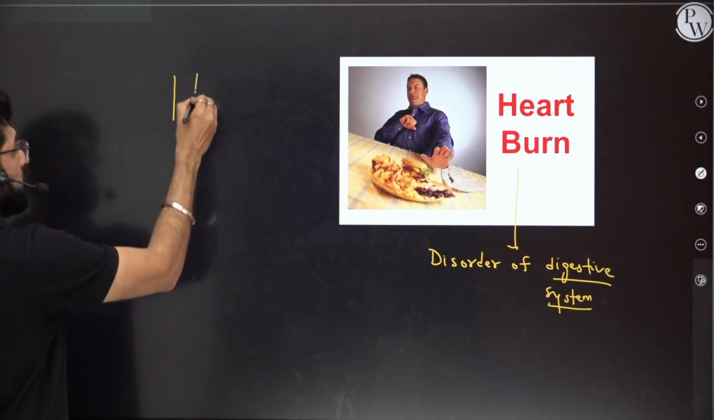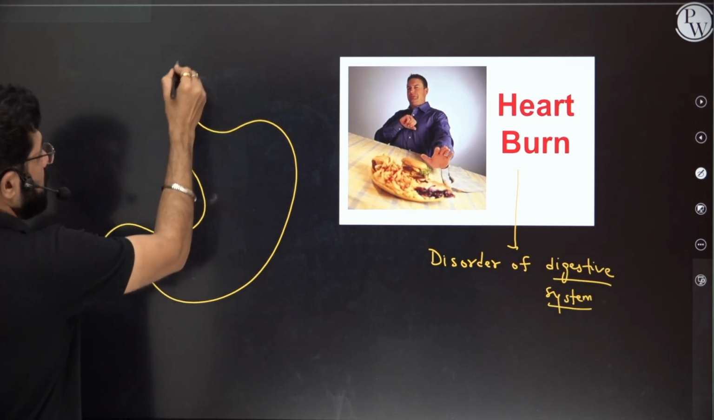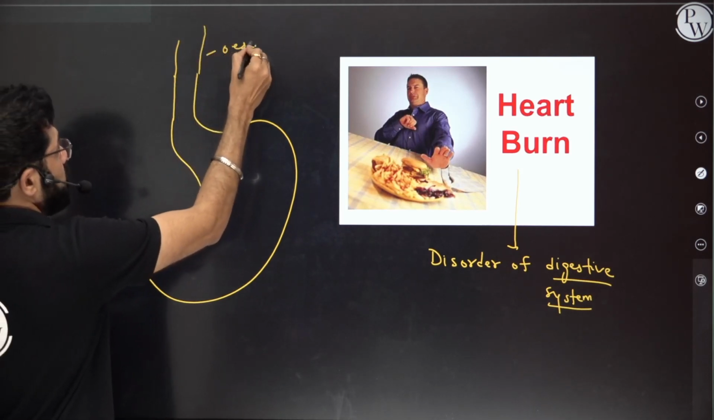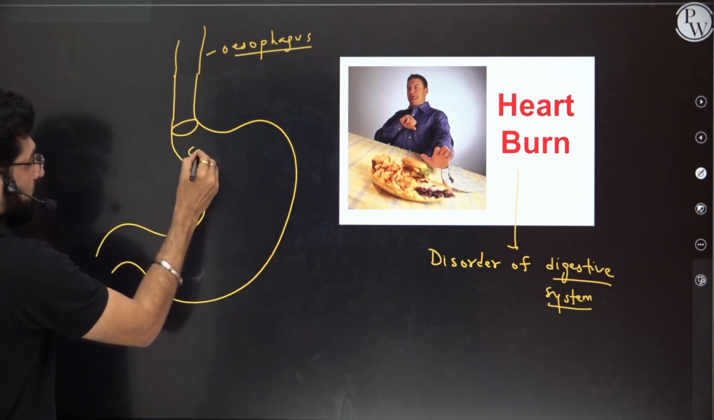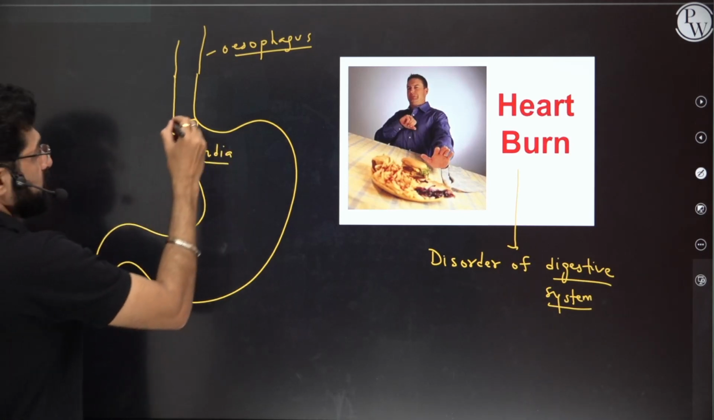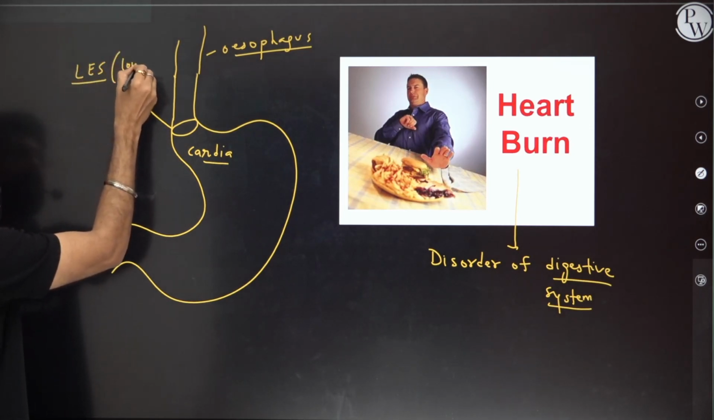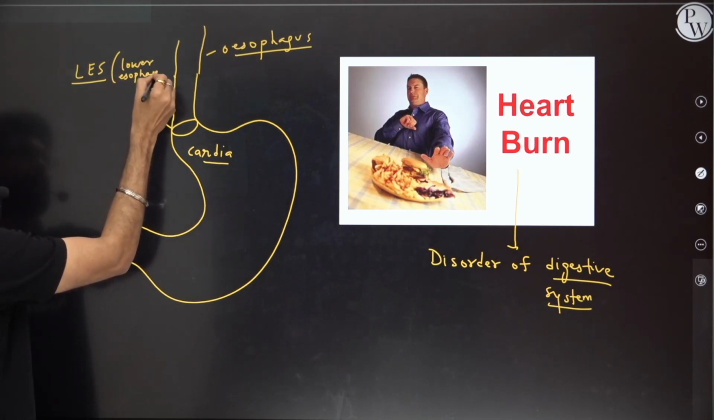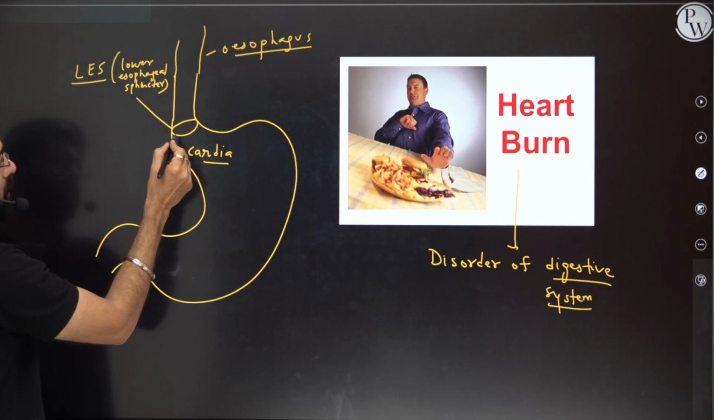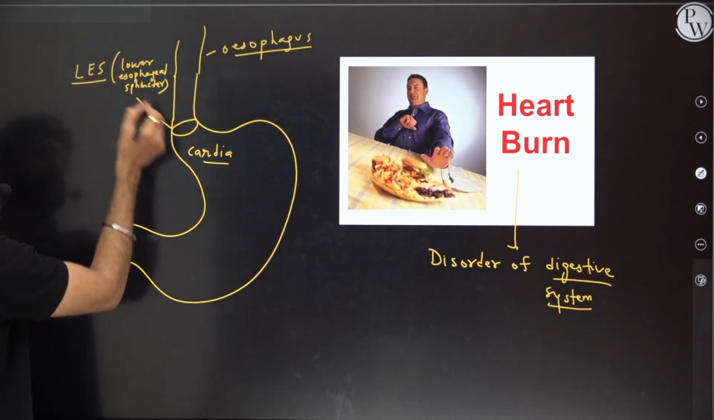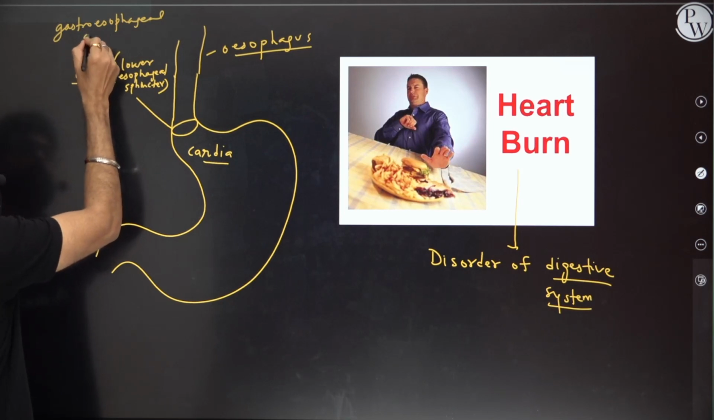This you see, this is what? This is the esophagus, which is entering into the stomach region. Here is the esophagus, and this esophagus is entering the first part of the stomach, that is the cardia. So this is the cardia part of the stomach. This sphincter is called LES, that is lower esophageal sphincter. The lower esophageal sphincter is also called the gastroesophageal sphincter.